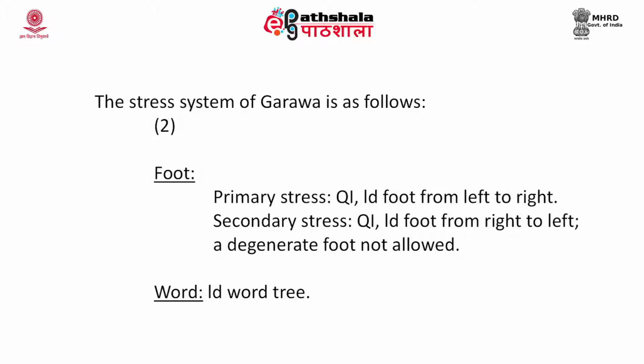You will notice this in the odd-numbered words, such as Kamalarinji, for example, that the primary stress is from left to right, and then the secondary stress is from right to left. In between, we have a single syllable. Now, this cannot form a stress. That's why it is only in the odd-numbered words that it is easy to see that there are two directionalities in the realization of word stress in Garawa.